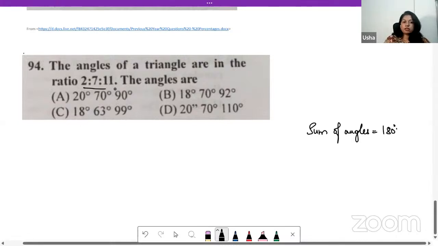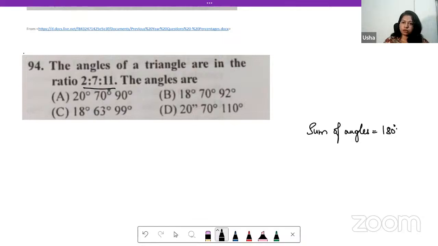Now angles are in this ratio, 2:7:11. We are supposed to find out the angles. First, you can solve it from the options. Again, check it has to be 180. Then it should be in this ratio, that is 2, 7, and 11. Every number should be a multiple of 2, 7, and 11. It should be the same multiple.